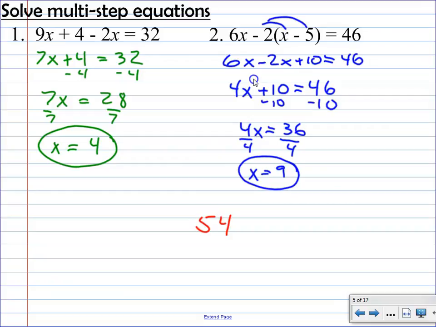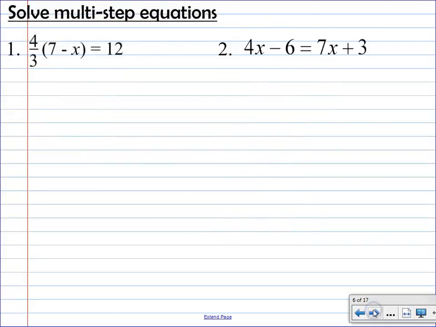And then we have 9 minus 5 inside the parentheses, which is 4. And negative 2 times 4 is negative 8. 54 minus 8 equals 46. So we solved that correctly. Once again, 2 more examples.